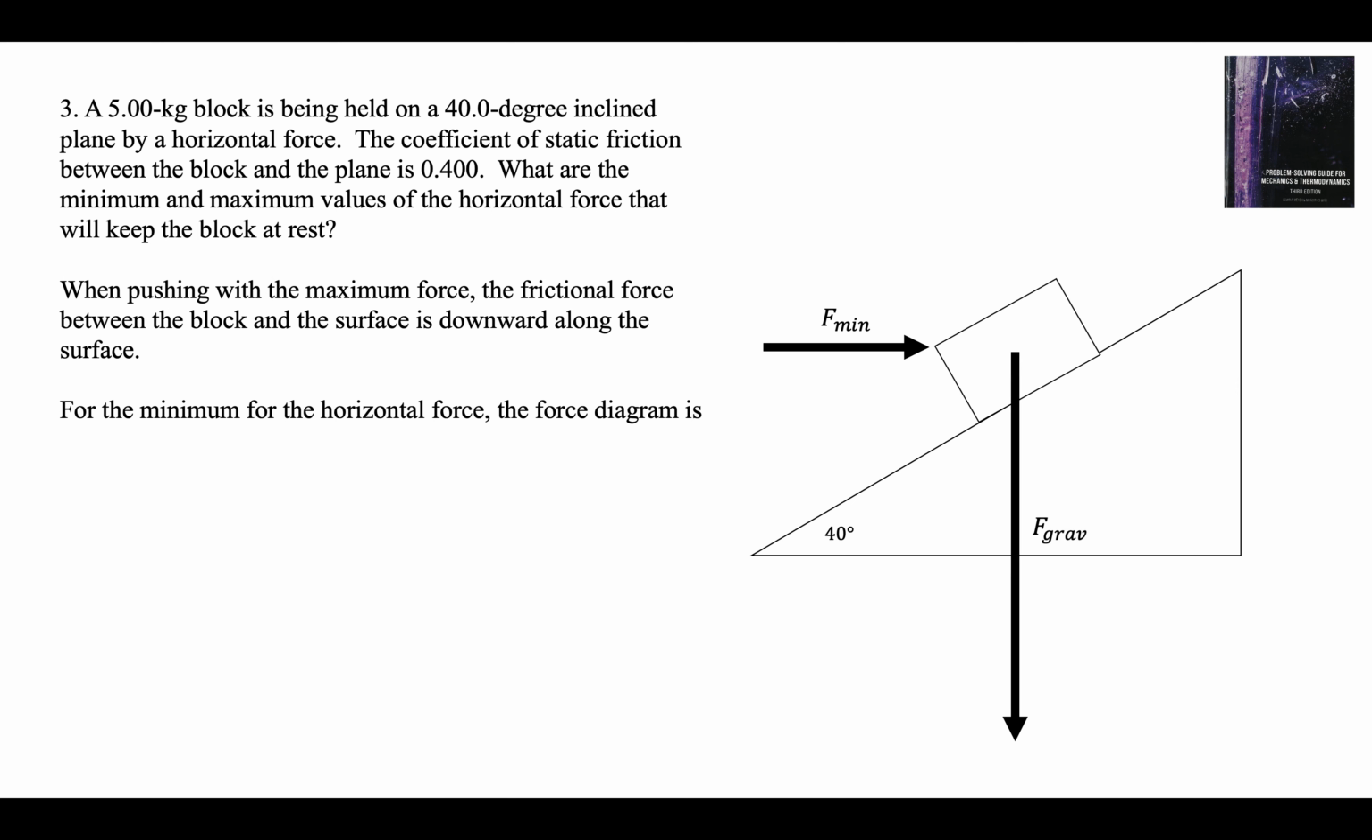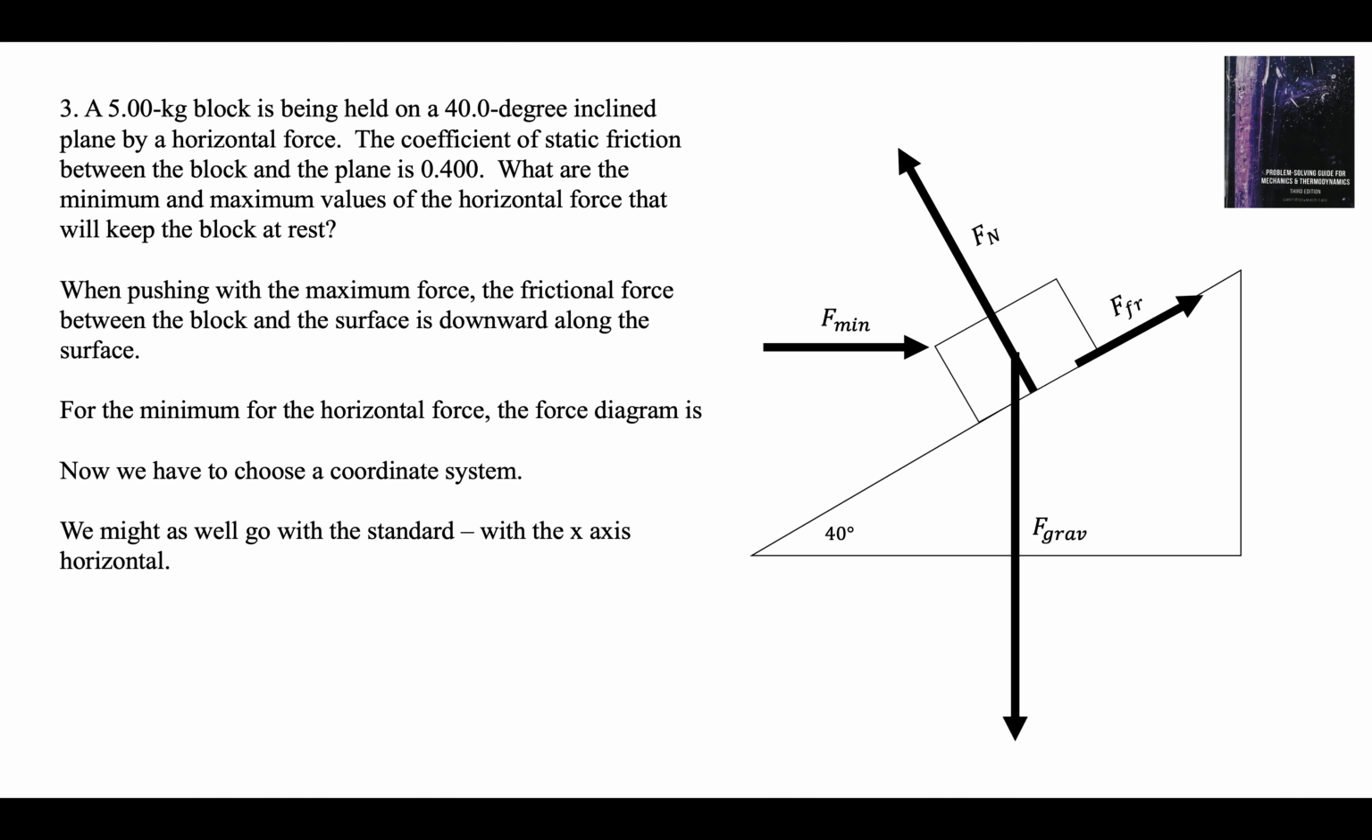There's the minimum force. There's the gravitational force. Friction is up the plane, and the normal force is perpendicular to the plane. These forces must sum to 0. Now we have to choose a coordinate system, and let's just make the x-axis horizontal.